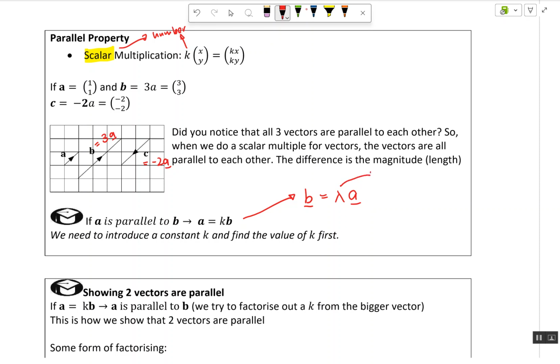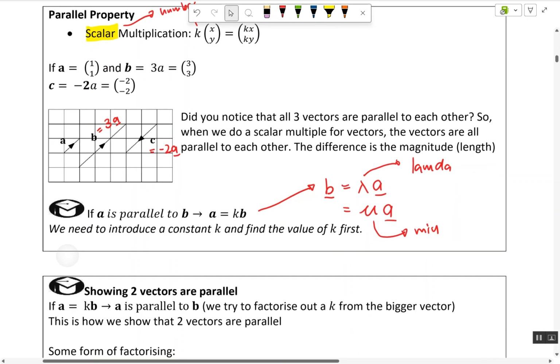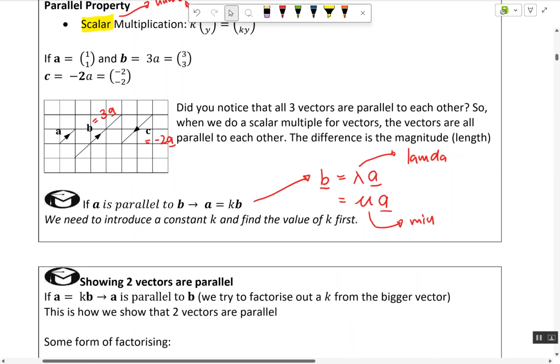We use these two symbols. This is called lambda, or we use another one which is called mu, times A. Okay, so this is called mu. Instead of K and H, we use lambda and mu because these are Greek letters that mathematicians use.